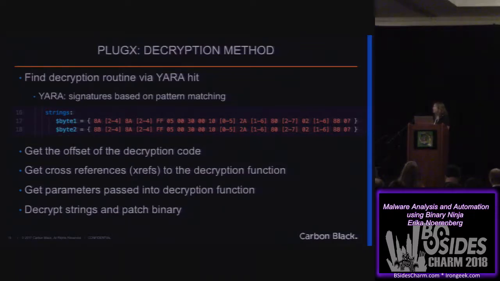So we're going to use this YARA signature, run it against the binary to find the offset of this decryption routine. Basically, it'll give us back the offset of where this code starts. Then we want to say, okay, what are the cross-references? Let's find the function that this code is in, get the cross-references to that function, get the parameters passed into the decryption function, because that's going to give us our key and our encrypted string and all that. And then we're going to decrypt the strings and then patch back the binary. So that's a basic methodology.